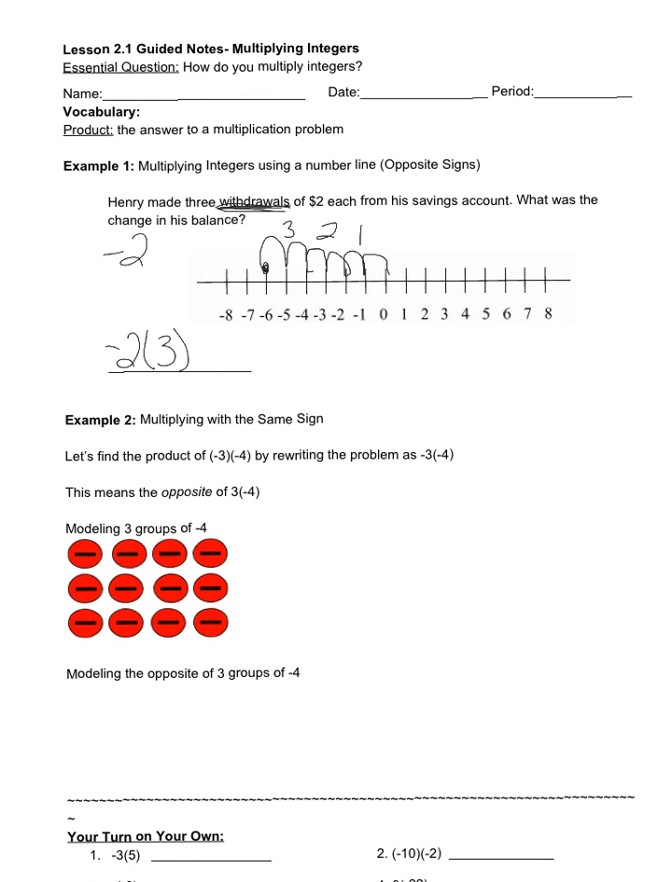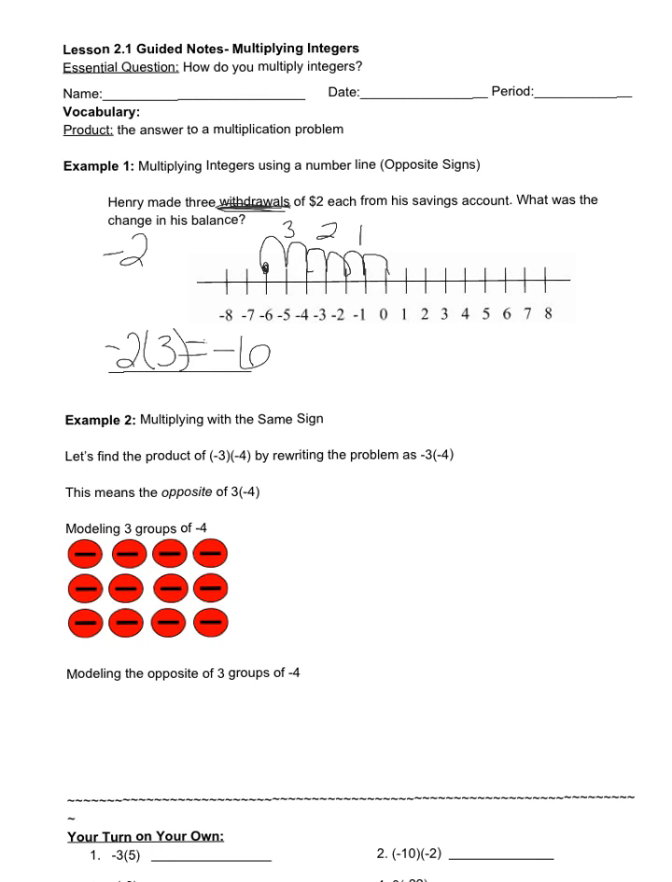So as I can see here, the product of -2 and 3 is -6. The product of -2 times 3 equals -6. Take note of that. We see that we have a negative times a positive equals a negative.